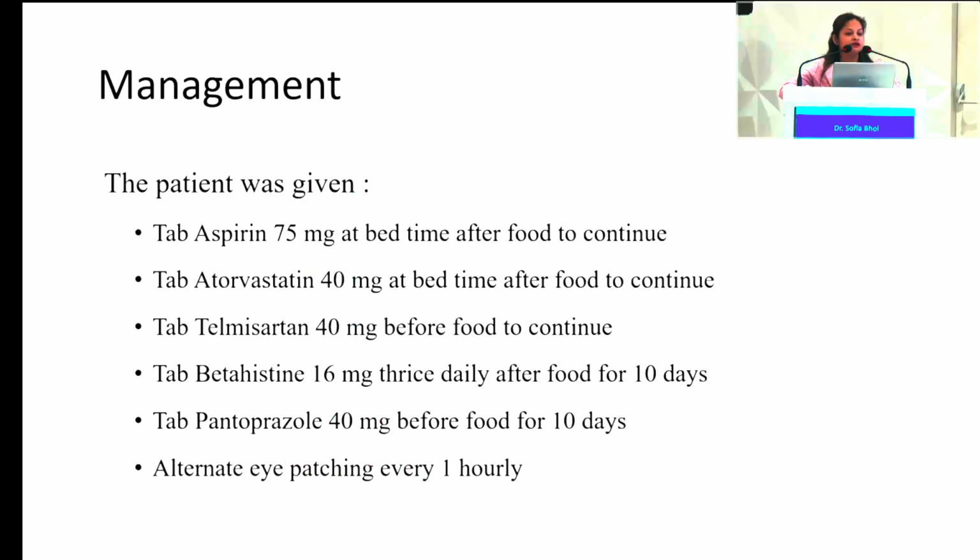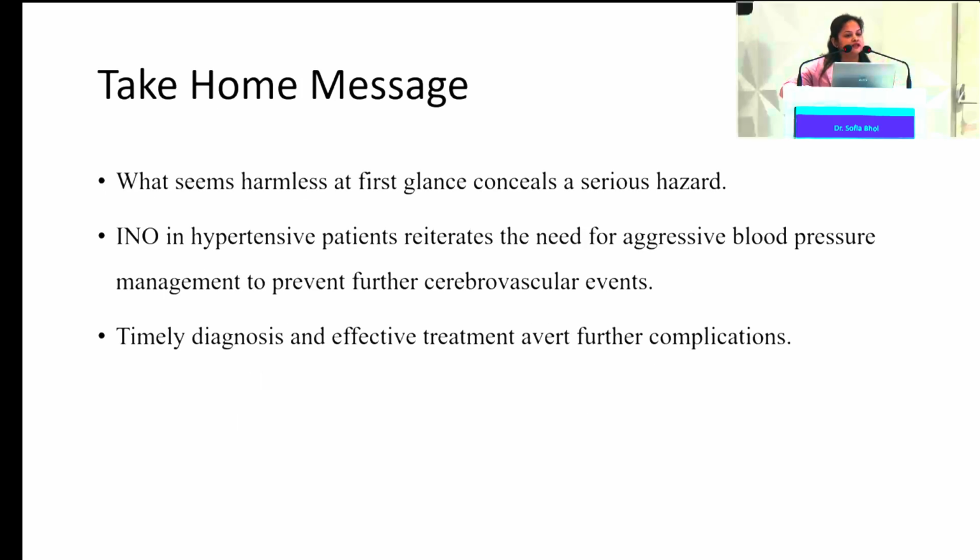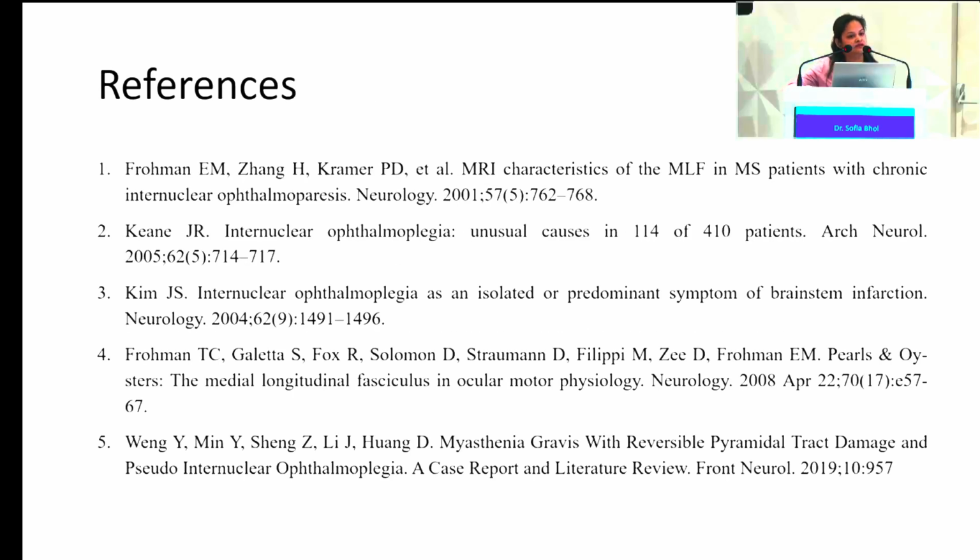Coming to the management, on physician consultation, he was started on tab aspirin, atorvastatin, telmisartan, and for vertigo, he was started on betahistine. And alternate eye patching every 1 to 2 hourly has been advised. Then he was sent for neurology consultation. So to conclude, what seems harmless at first glance conceals a serious hazard. INO in hypertensive patients reiterates the need for aggressive blood pressure management to prevent further CVA. Timely diagnosis and effective treatment avert further complications. Thank you.